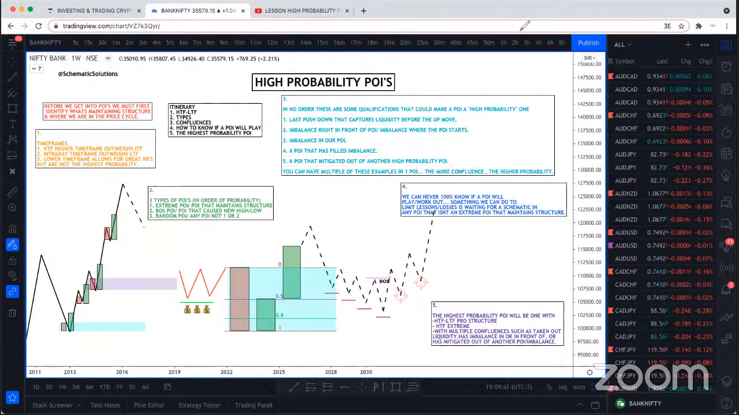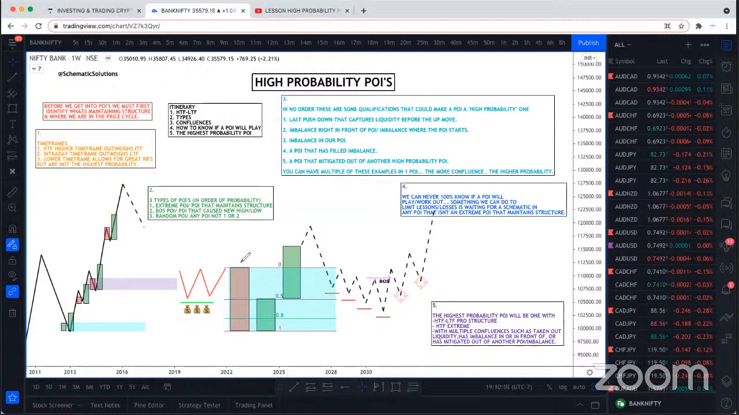Now, I'm always asked, how do we know if our point of interest will actually play out? And how do we know that it's not going to ultimately fail? And what I always say is ultimately we can never 100% know if a point of interest is actually going to play or work out. Really, all we can do to limit our losses is ultimately just wait for a schematic.